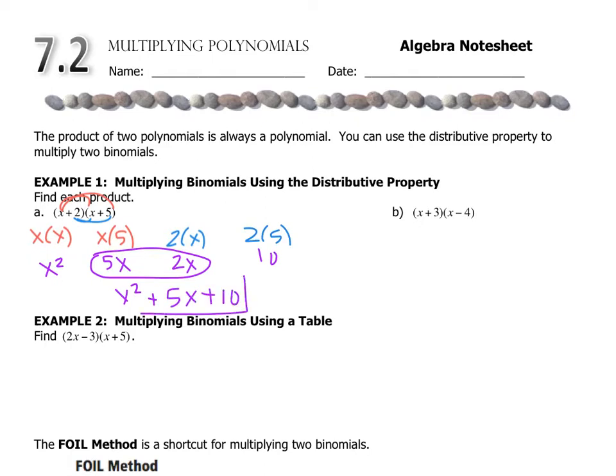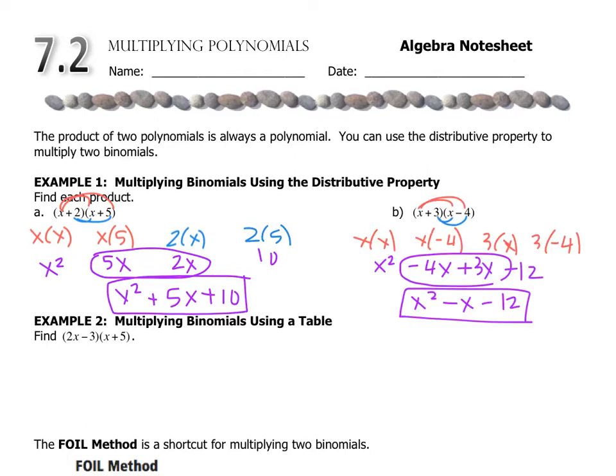Okay, why don't you pause the video and try it with the next one. All right, hopefully we match. If we don't, it probably was because you forgot the negative sign with the 4. Let's move on.